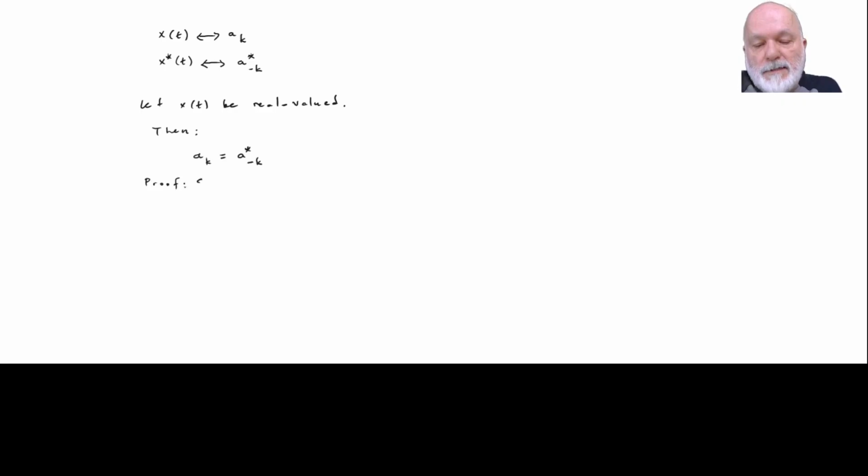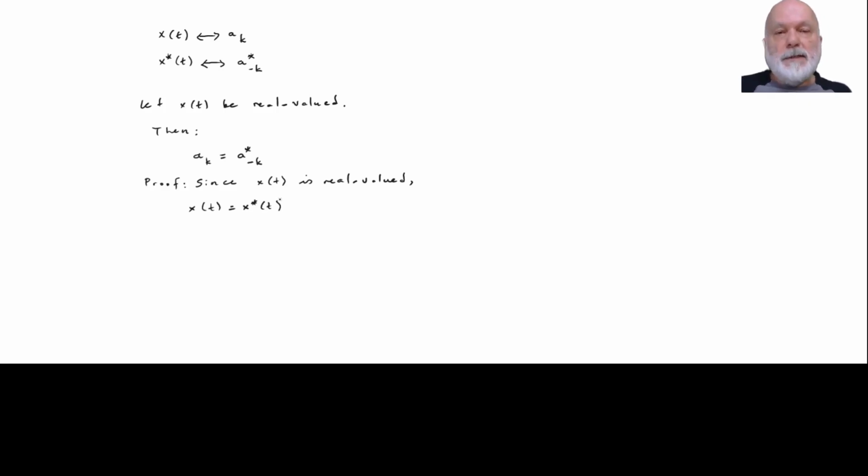Since x of t is real valued, x of t is equal to x of t complex conjugate. And therefore their Fourier series coefficients must be equal to each other. So for real valued signals, we have this property.